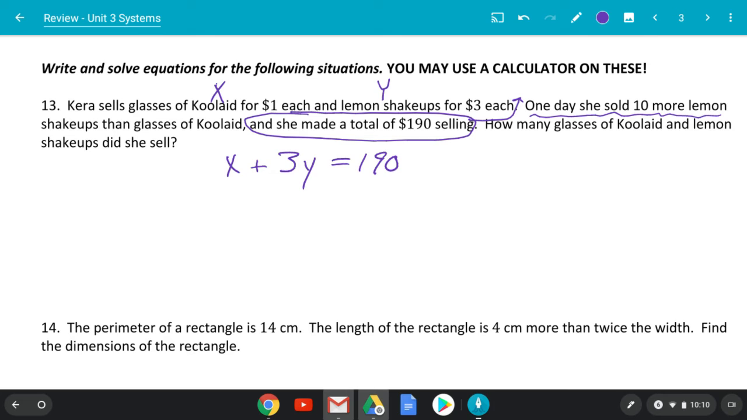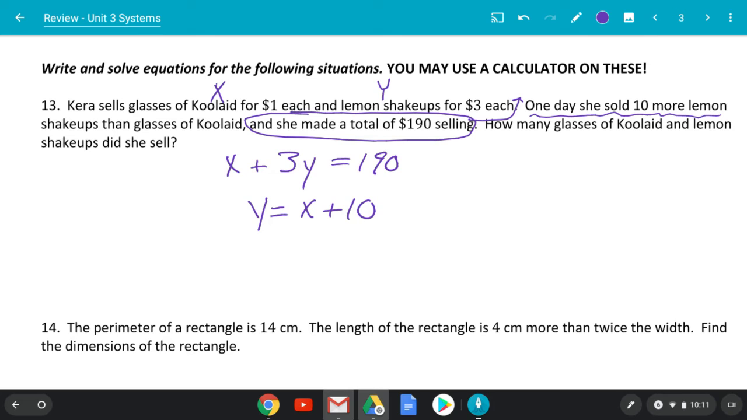What would that equation be? She sold 10 more lemon shake-ups. Y equals x plus 10. How many Kool-Aids did she sell? She sold 10 more lemon shake-ups. So y, lemon shake-ups, equals x plus 10.